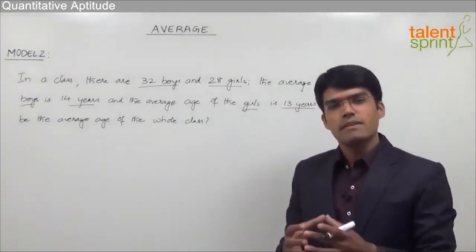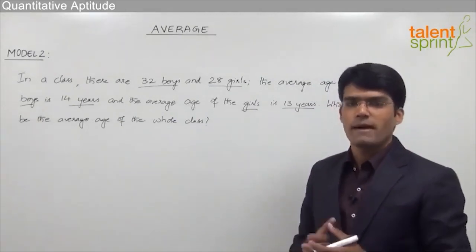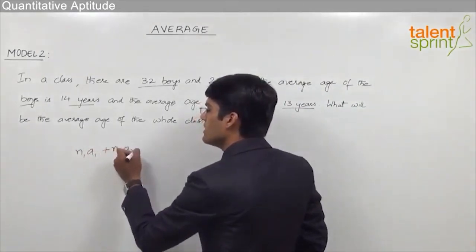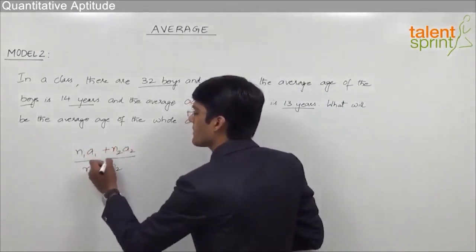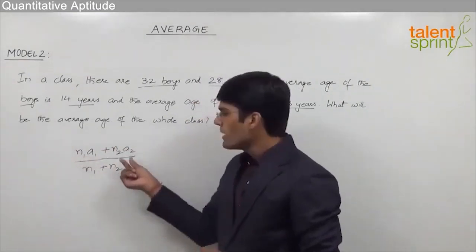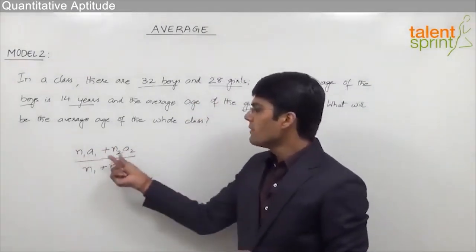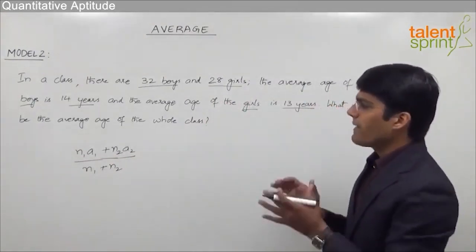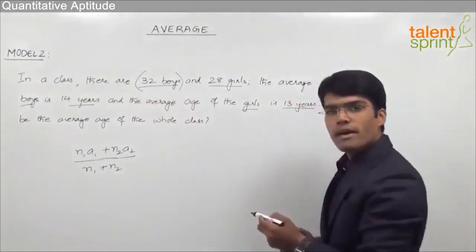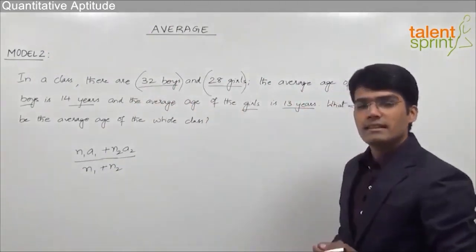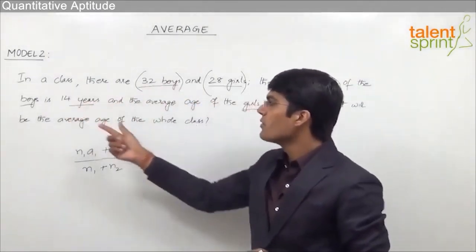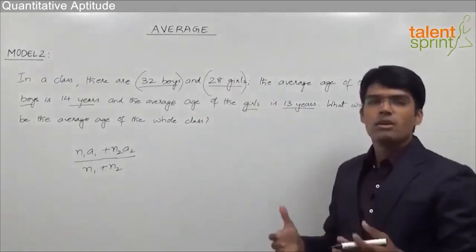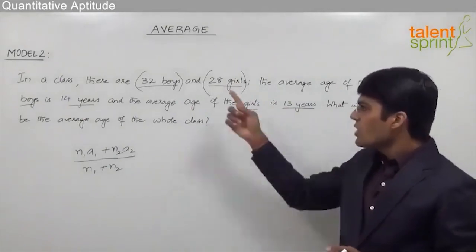We have just learned that whenever the average of two different groups are given to us, we can find out the combined average as n1a1 plus n2a2 divided by n1 plus n2, where n1 is the number of persons in the first group, n2 is the number of persons in the second group, and a1 and a2 are the averages of the two groups respectively. Now in the given question as well, we find two groups. One is a group of 32 boys and the other is a group of 28 girls. For these 32 boys, the average is 14, and for the 28 girls, the average is 13 years. The average age of the whole class will be nothing but the combined average of these two groups.